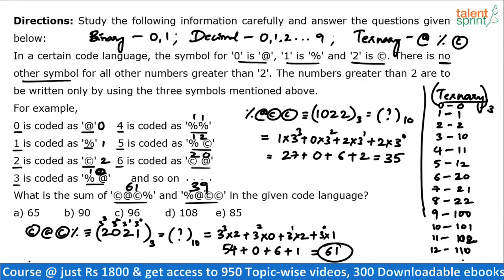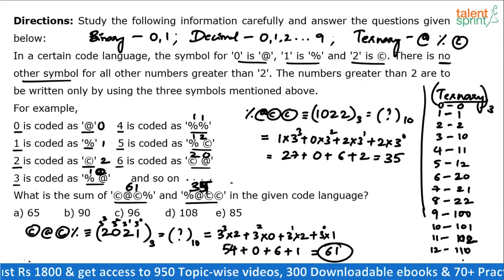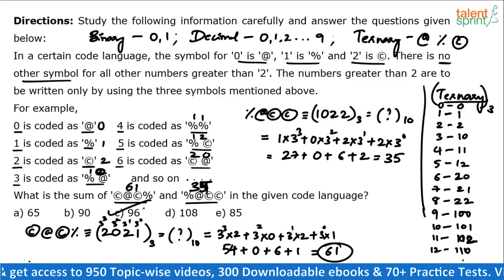So 61 and 35. What is the sum of 61 and 35? 96. So option C is your answer.